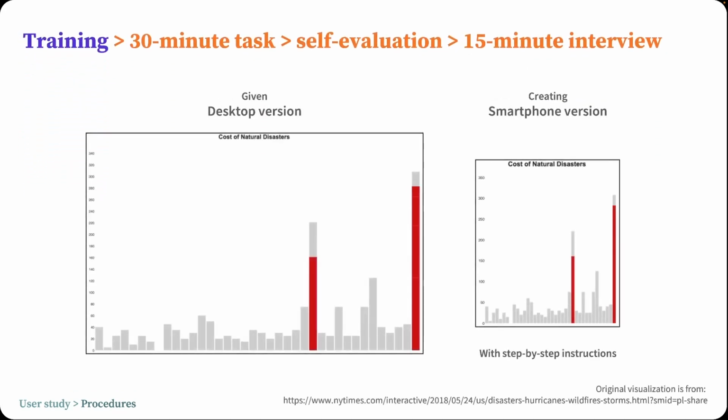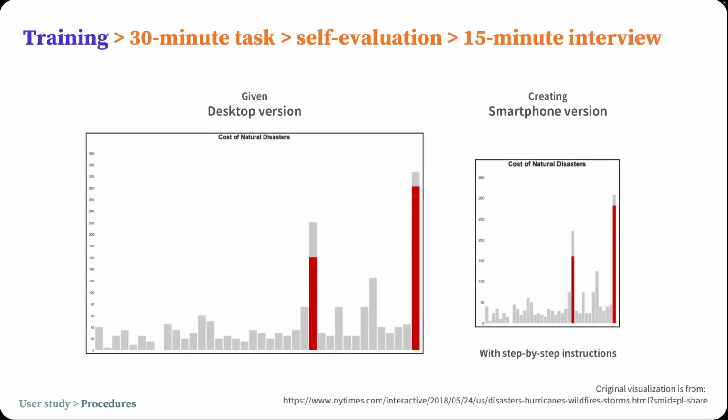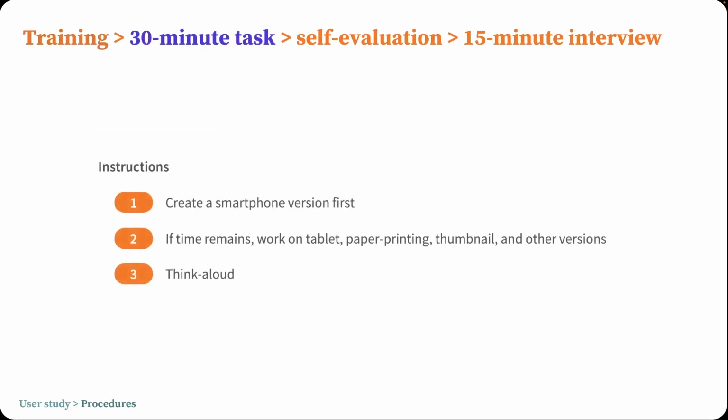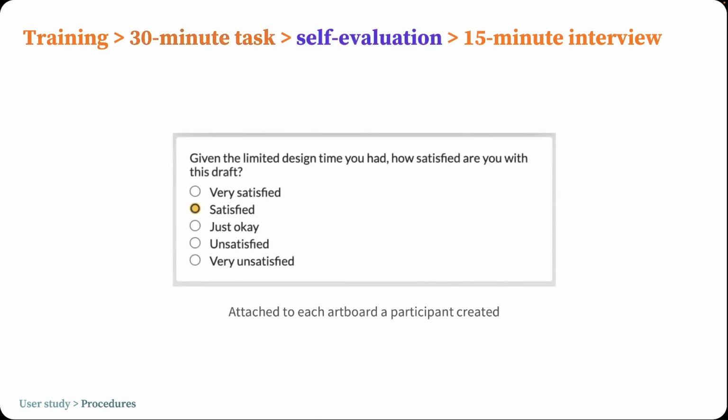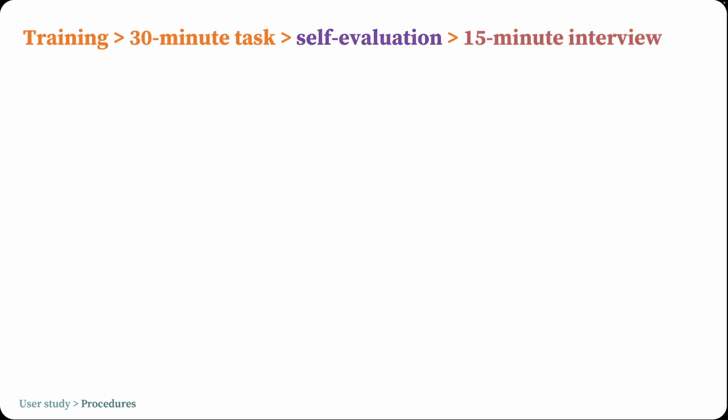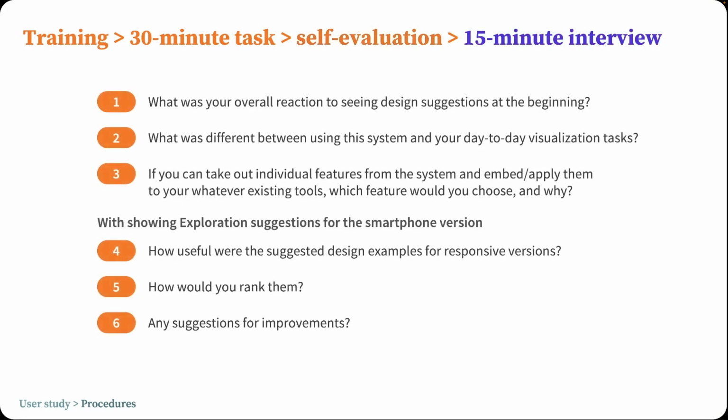First, we had a short training session with step-by-step instructions. Then they used Dupo for 30 minutes. They were instructed to create a smartphone version first. Then if time remained, they were instructed to work on other responsive versions. Throughout the test, they were instructed to think aloud. After completing the main task, participants responded to a self-evaluation question on a 5-level scale from very unsatisfied to very satisfied. Lastly, we asked several interview questions for 15 minutes.